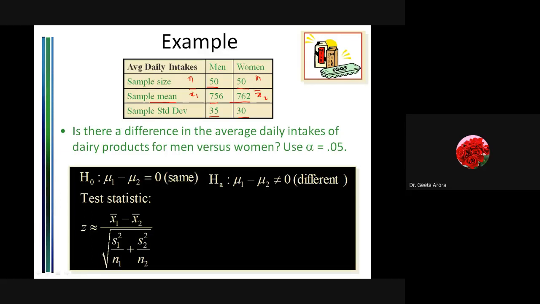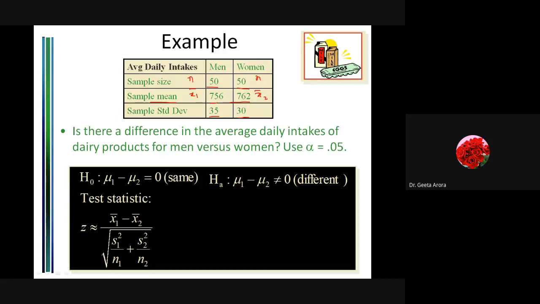Obviously not. I have taken x1 bar for men, x2 bar for women. You can take it the opposite way also. It doesn't affect our calculation or the decision, because finally we are going to take its mod. You remember, in the decision we compared mod of z with mod of z alpha. So it doesn't matter which one is x1 bar and which is x2 bar.